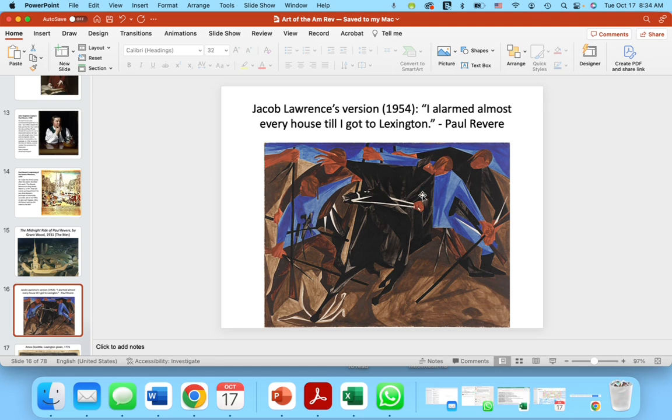He's pulling back on the white reins. And there's Paul Revere turned. His face is turned and he's whispering to the sky. You can see the whites of his eyes. So kind of dramatic here.